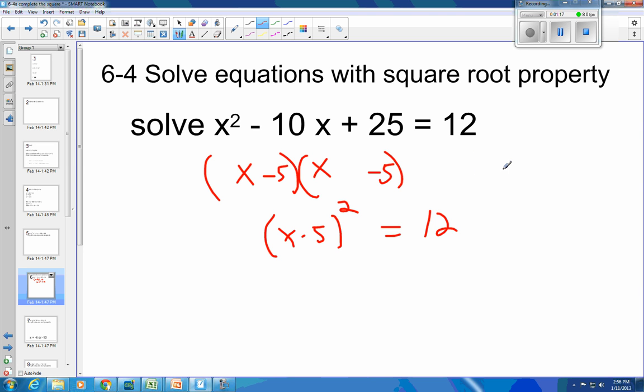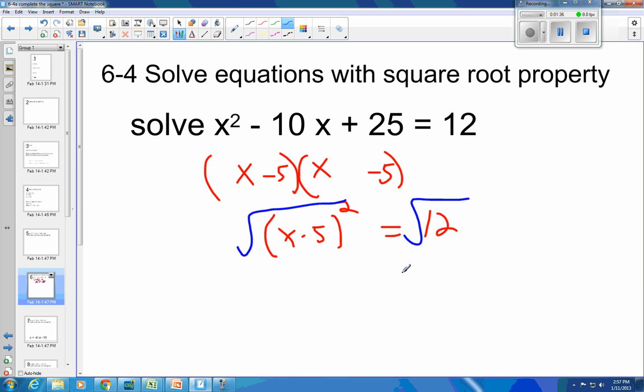We're no longer equal to 0, so we can't just say the answer here is 5. We're equal to 12, so it's going to get a little different answer. This is why we use our square root property. So if we square root one side, we have to square root the other side. And so when we square root over here, we're going to square root over here.